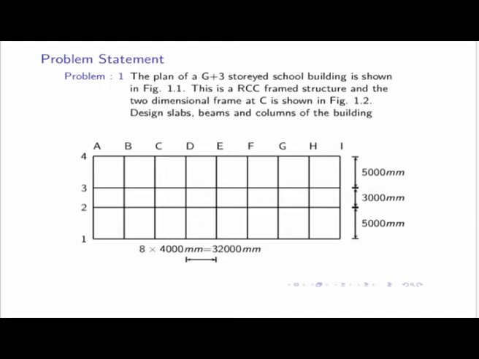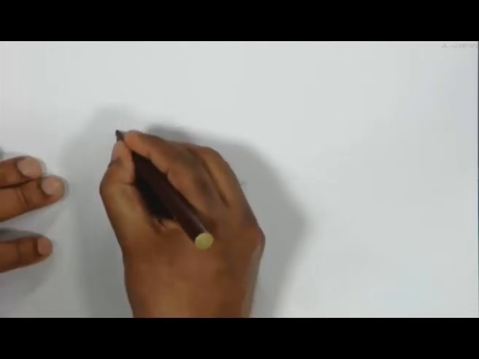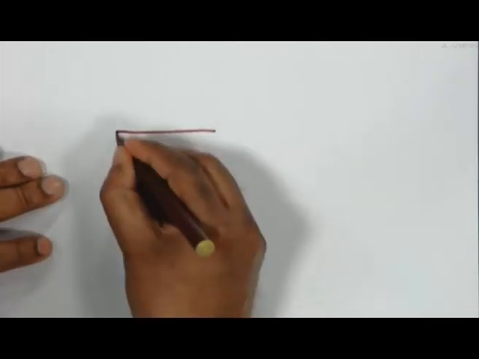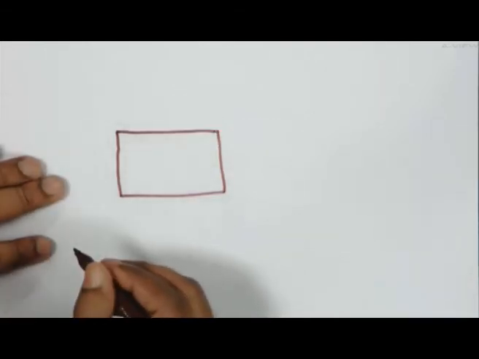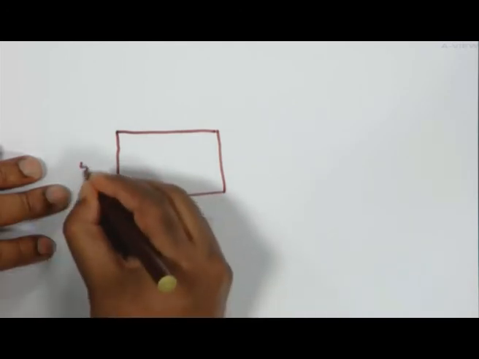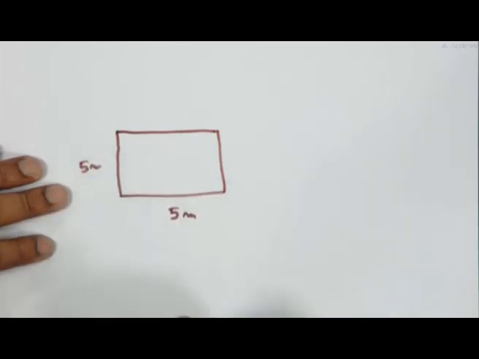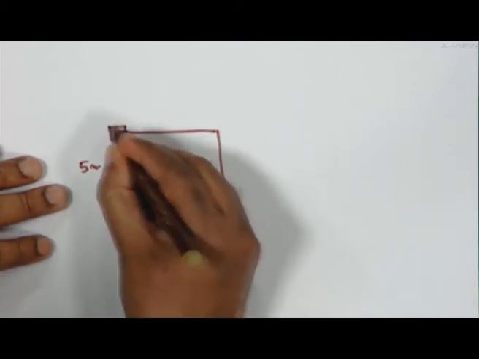Just for your information, I'd like to give you one example. Let us consider this very simple one. What I can show, let us consider a certain area. Let us consider 5 meter by 5 meter, and I am allowed 4 columns.